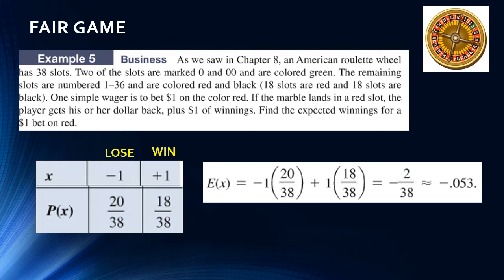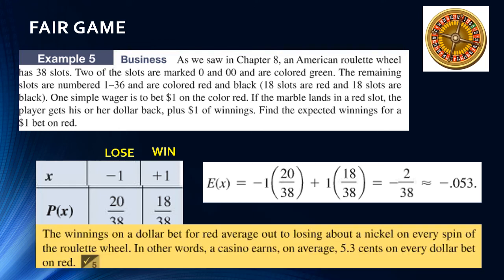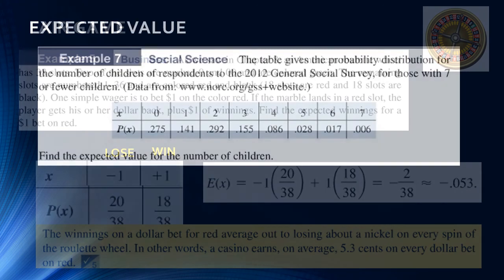On average, a person betting $1 on red will lose 5.3 cents. The winnings on a dollar bet for red average out to losing about a nickel on every spin of the roulette wheel. In other words, a casino earns, on average, 5.3 cents on every dollar bet on red.